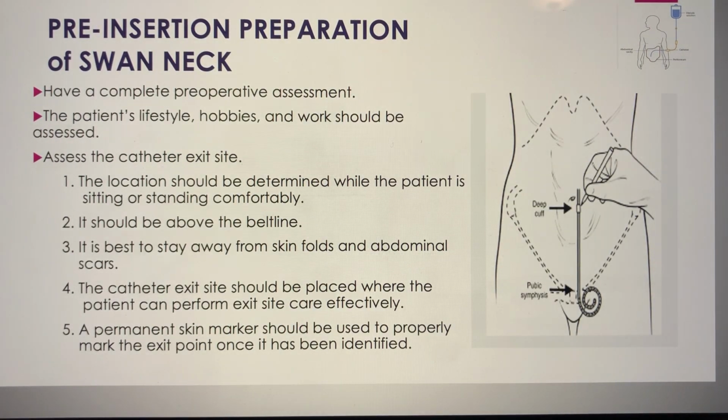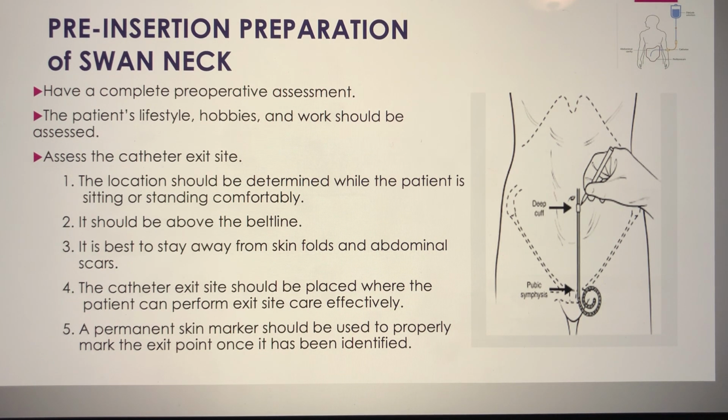The pre-insertion preparation of the Swan neck is to have a complete pre-operative assessment for presence of hernias, to consider repair during PD catheter insertion or before insertion. The patient's lifestyle habits and work should be assessed, and assess the catheter exit site. The location should be determined while the patient is sitting or standing comfortably. When the patient is lying supine in the operating room, the panniculus falls onto the side, making it difficult to identify the correct location for the exit site.